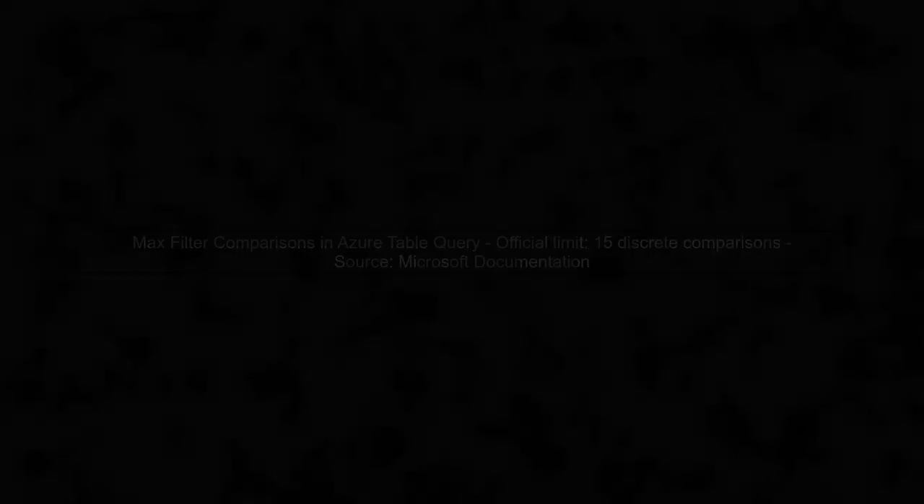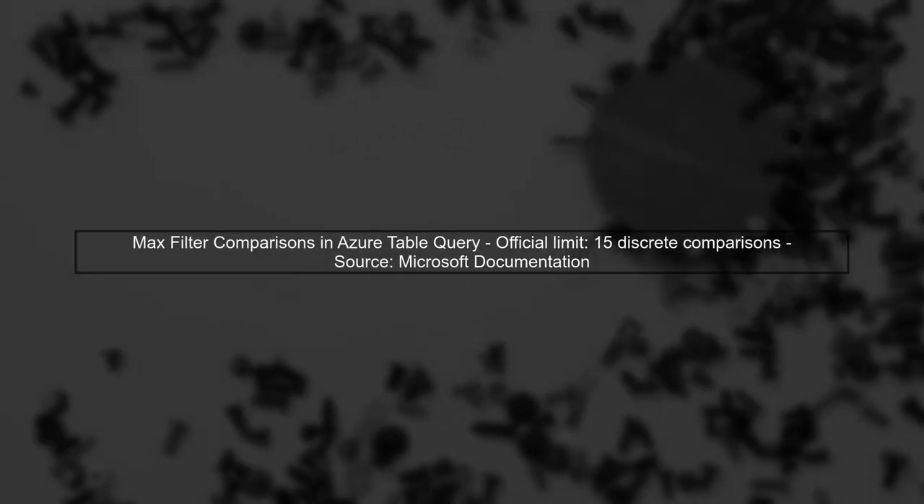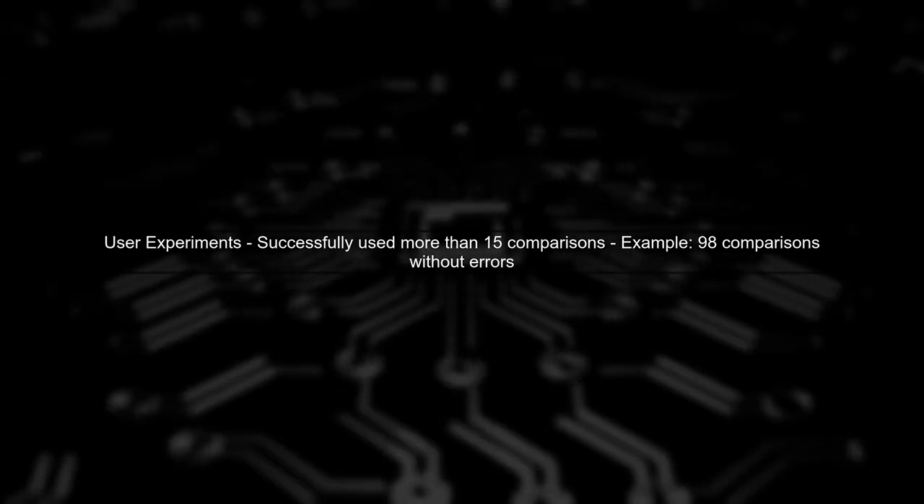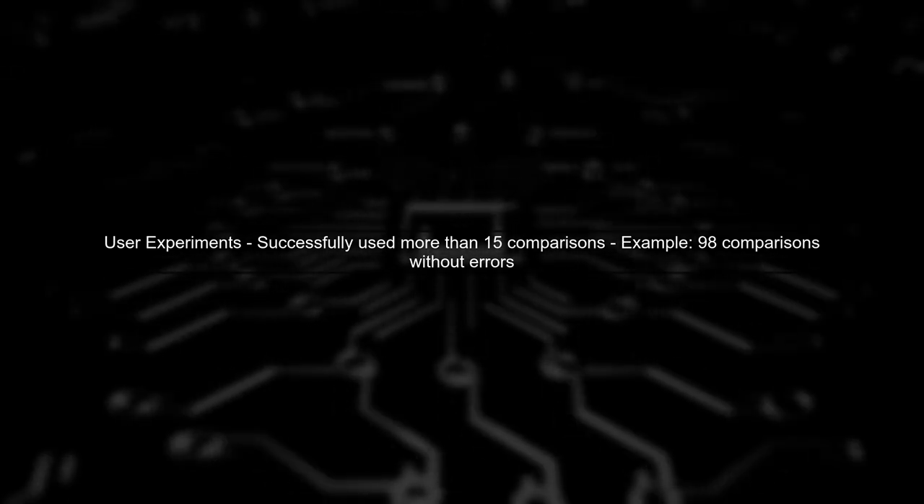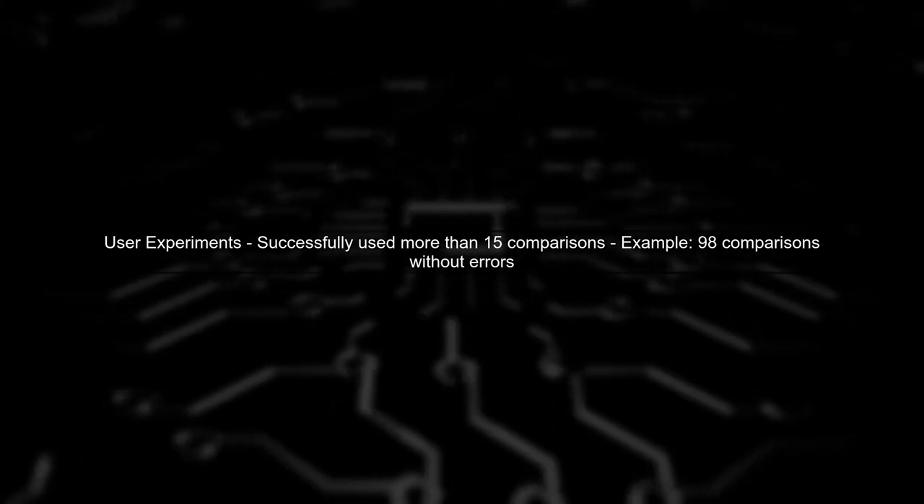Let's get started. In this video, we will explore the maximum filter comparisons allowed in an Azure table query. According to the official documentation, no more than 15 discrete comparisons are permitted within a filter string. However, many users, including myself, have conducted experiments that suggest this limit may not apply in practice. For instance, I was able to create a filter with many more than 15 comparisons without encountering any errors.